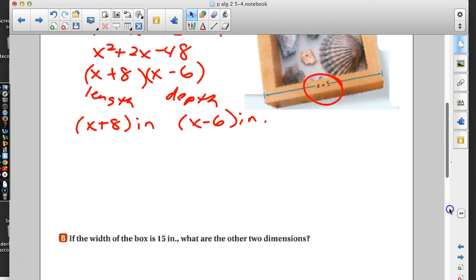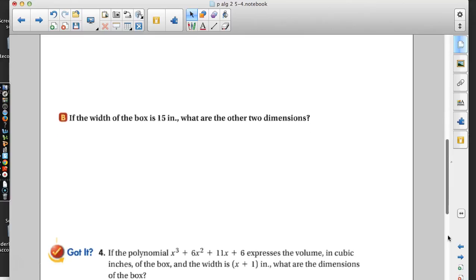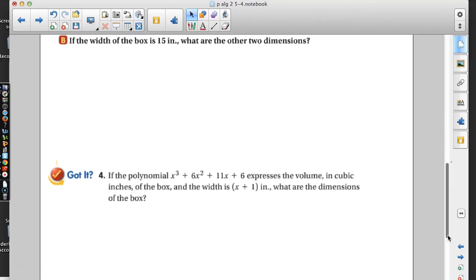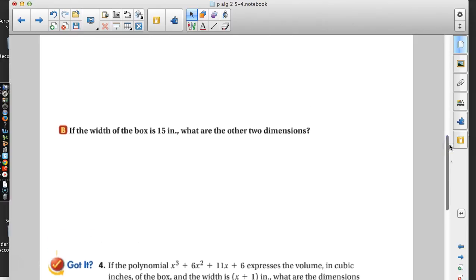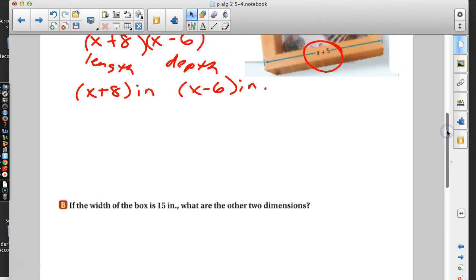All right. This one says, what if the width of the box is 15 inches? What would the other 2 dimensions be? Oh, well, that doesn't sound like a big deal. This was the width, our little x plus 5. So they're saying, what if you actually measured it and it came out to 15? What would x have to be? It would have to be 10.